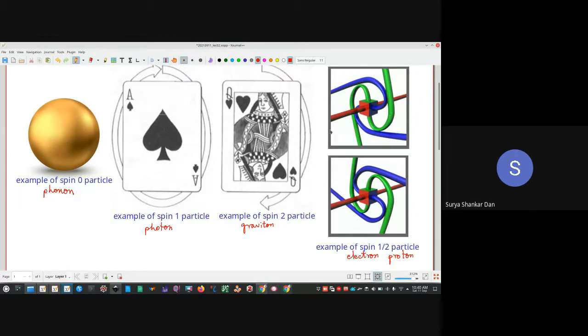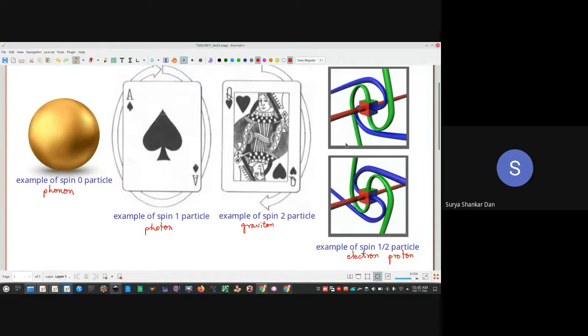Now, in all these cases, the spin of a particle is defined by the number of rotations required to bring it to its original state. So in spin 0, no matter what you do, you will always remain in the same state. In spin 1, you require one complete rotation. In spin 2, you require two. You can basically rotate it just half the cycle, so within a full rotation, you will get two spins of the particle.